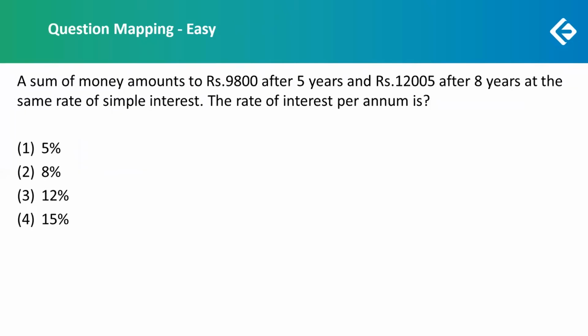Next, we had a simple question on simple interest. A sum of money amounts to rupees 9,800 after 5 years and rupees 12,005 after 8 years at the same rate. And therefore, we had to find the rate. Just by using our standard formulas on simple interest, we could have easily answered this question. It might have taken a little bit of calculation, but at least the comfort would have been there, knowing, okay, I know the formulas, the question is simple. Just by applying the formulas, by doing a little bit of calculation, I will definitely arrive at the right answer. So an easy question that should not have been missed.